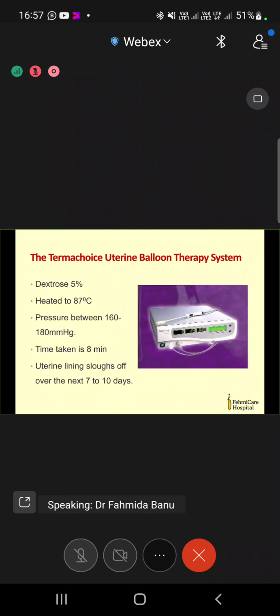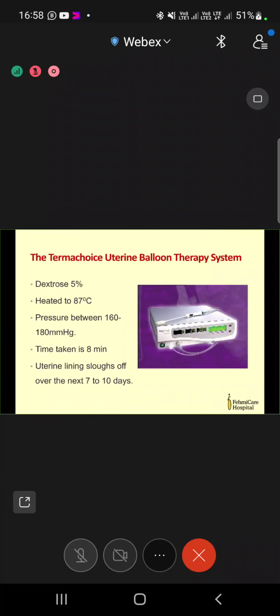Once again, you have already examined the patient clinically and you have an ultrasound, so you have an idea of the uterocervical canal length of the patient. Most important is the biopsy report. It is mandatory to have an endometrial biopsy before you do thermal ablation techniques.